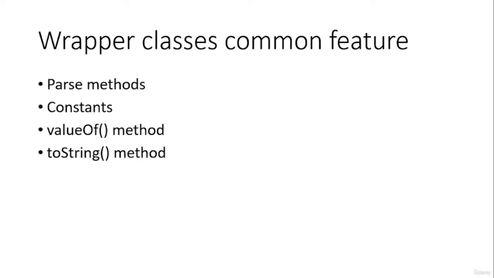The next one is the toString method. The toString method is overridden in each wrapper, so that the string representation of the particular wrapper is provided, and this is helpful if you want to print the particular wrapper's value. And that is it for the theoretical session on wrapper classes. Now let us see some programs based on wrapper classes.